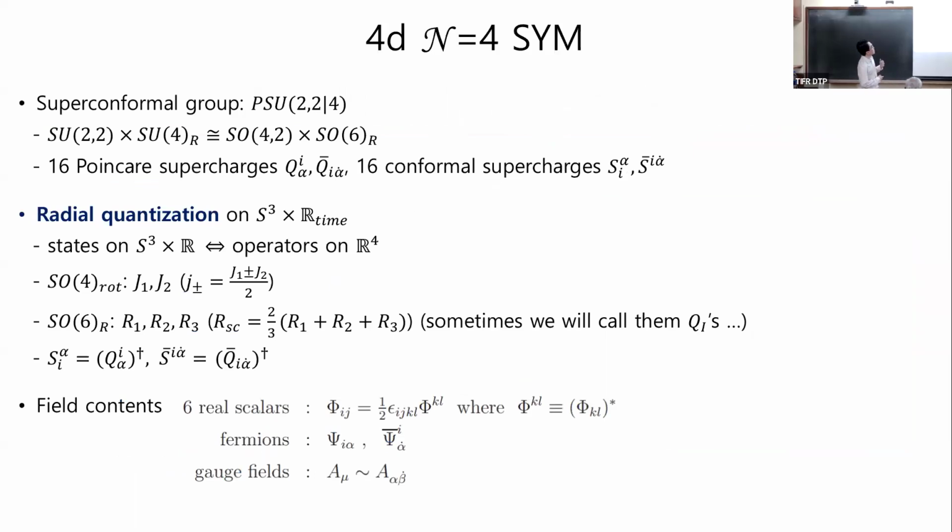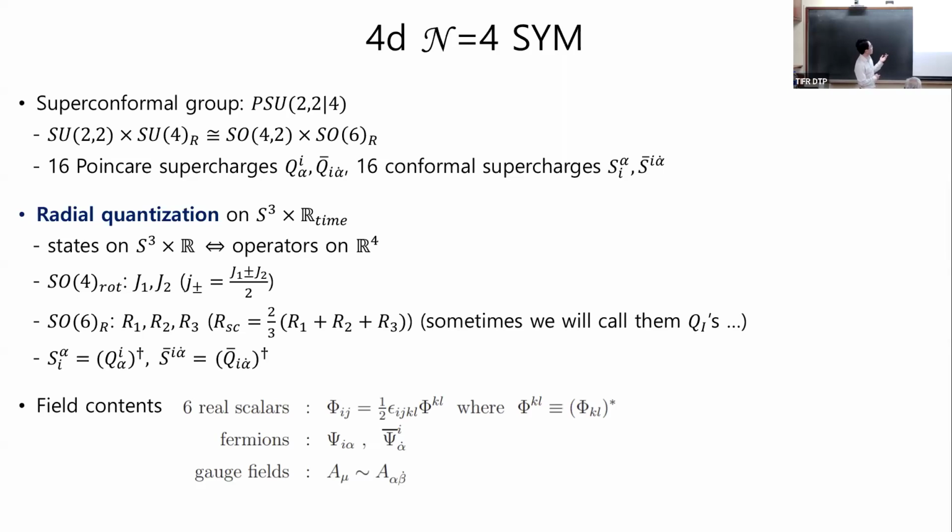So it has PSU(2,2|4) symmetry. The bosonic subgroup of it is nothing but the SO(4,2) conformal group times the SO(6) R-symmetry. And you have 16 Poincare supercharges and 16 conformal supercharges. And in all the talks, I will only focus on the radially quantized setup of N=4 super Yang-Mills. So we put the theory on S3 times R, meaning that there will be a one-to-one map between states on S3 and the operators on R4.